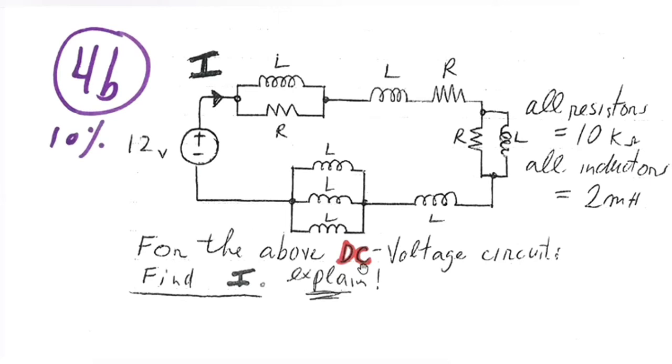So this one again is a DC, right? DC voltage circuit. DC voltage, this is short, this is short, this is short, this is short, this is short. So what's left? Only one resistor. These two become zero. These two become zero. This is zero, this is zero, this is zero. Only this one left. Okay?